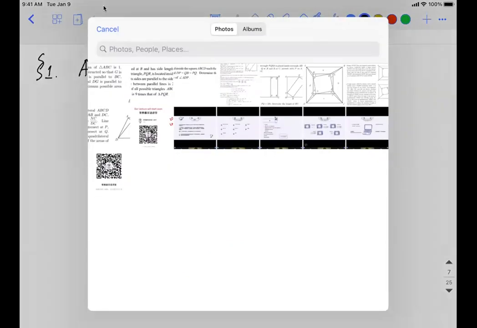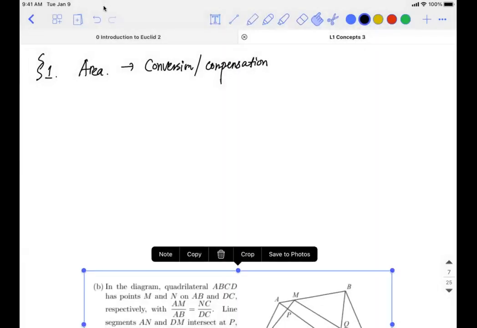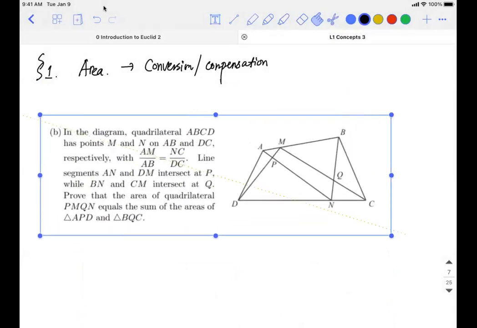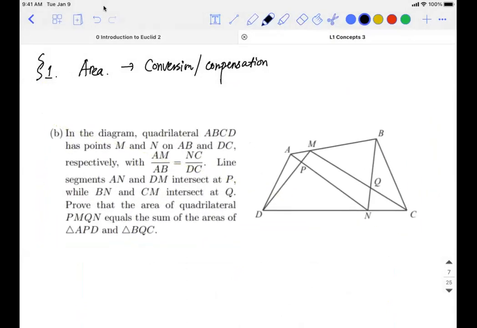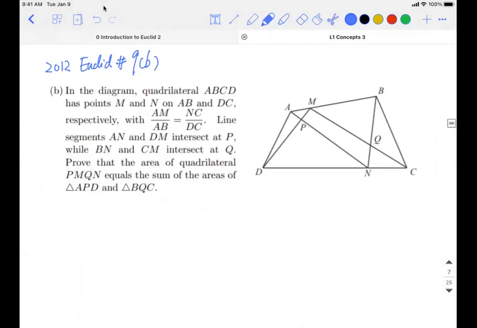Okay, the first problem we're looking at is a problem that comes from, I'm going to drag it here, the 2012 Euclid, question number 9b. So let's have a quick look at it. Also, I'm going to show you, as long as you're reading the problem, what kind of things you need to highlight. So I'm showing you.